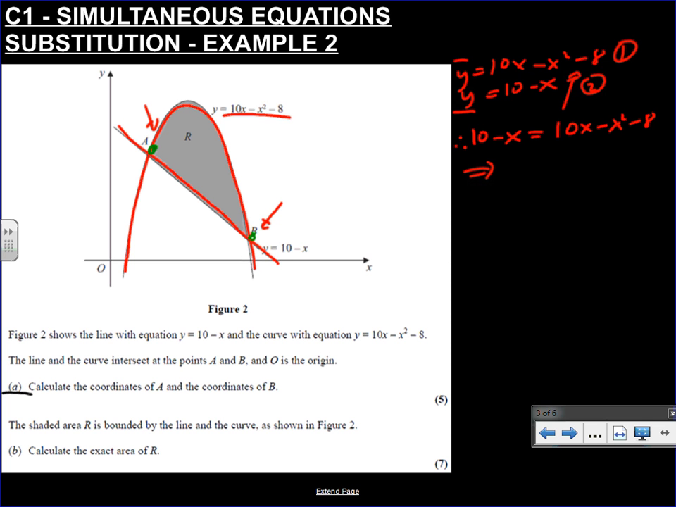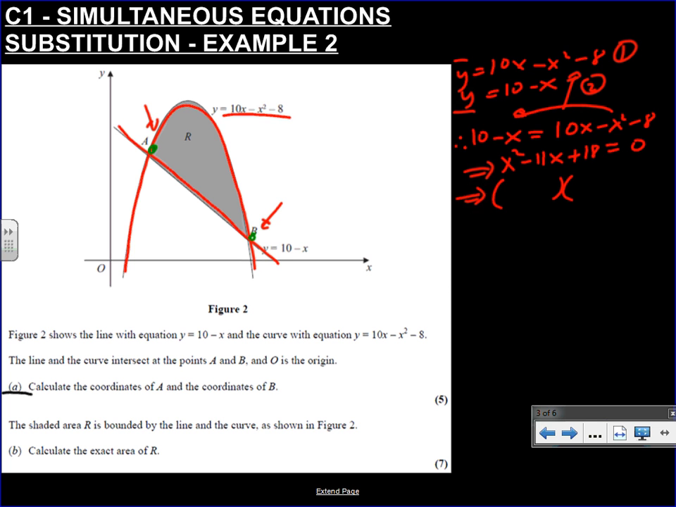Now we can start solving this thing by moving everything over to the left. So really, simultaneous equations aren't that difficult, except for if your algebra is weak. So that's why we stress algebra needs to be strong in AS level. So this is going over there. The 10x is going over there, so that's minus 11x. And then we've got the 10 plus 8, so that's 18 is 0.